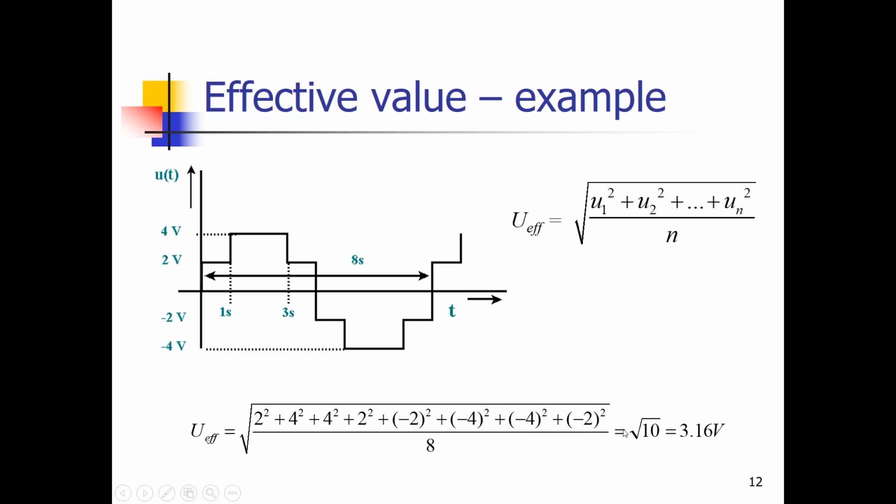And when you work that out, you get the value, the square root of 10, which is 3.16, and the unit of the signal was volt because it was a voltage. So that is the effective or RMS value of this signal. When we do it correctly mathematically, then we have to take these pieces as small as possible, so we have to use the integral again.